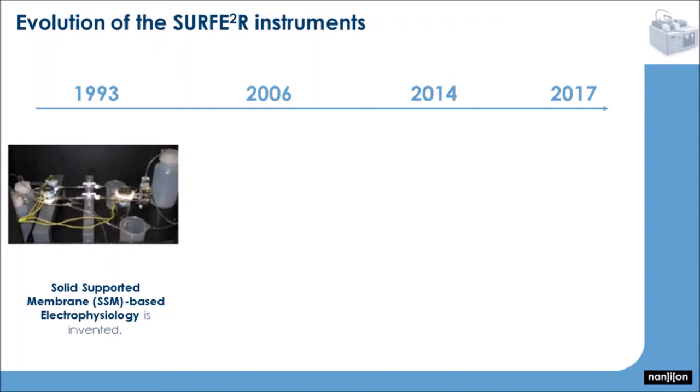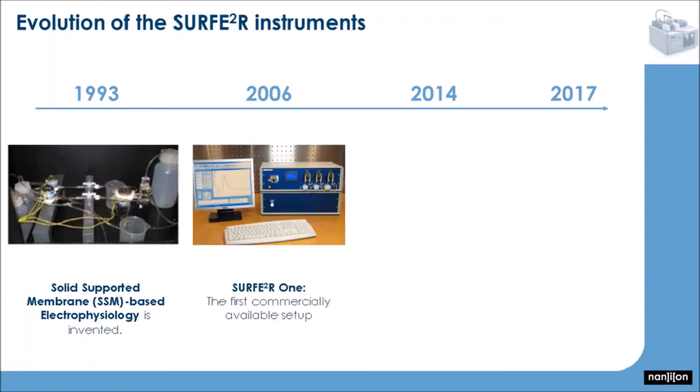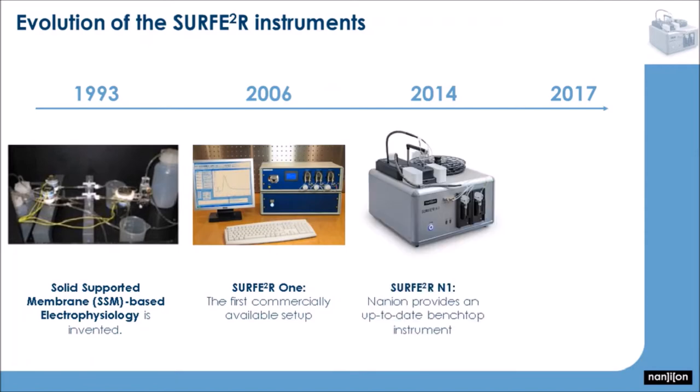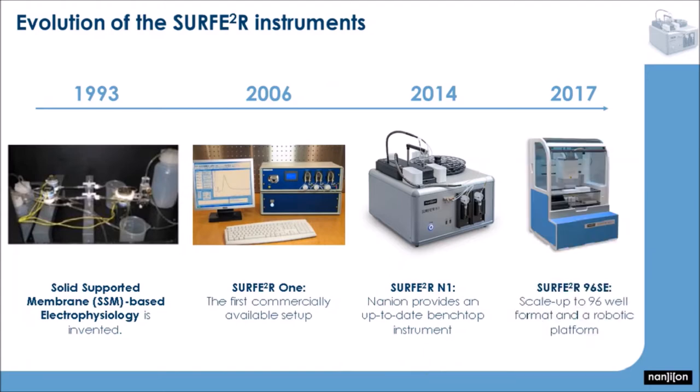Solid supported membrane based electrophysiology is the method behind the SURFE instruments. It was invented in the 90s in Germany at the Max Planck Institute. And in 2006, the first commercially available setup was brought to the market. After some models and revisions, in 2014, Nanion provided the first SURFE N1, an up-to-date benchtop instrument, which we will talk about today. And since 2017, there is also a high throughput system available, which is based on a 96-well format and uses a robotic platform.